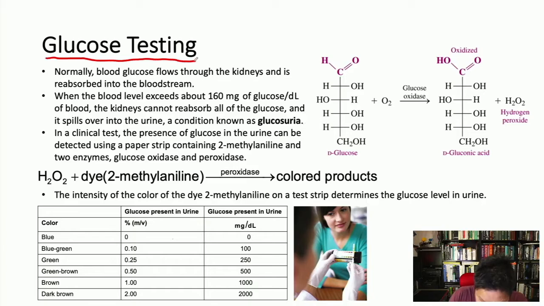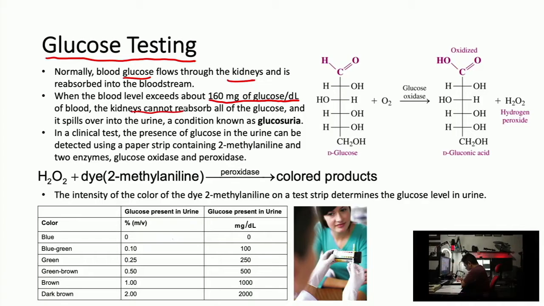So we all know that the kidneys absorb glucose from the bloodstream, right? But if your blood sugar exceeds 160 milligrams of glucose per deciliter, the kidneys can't handle that. And so what happens? That sugar will spill over into the urine, right? And this is a medical condition known as glucosuria. There's actually a test that we use that involves the same kind of chemistry, oxidation reduction chemistry, that can help us determine whether or not a person is suffering from this condition.